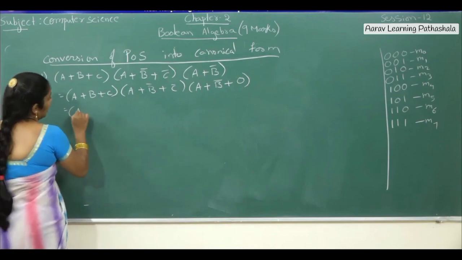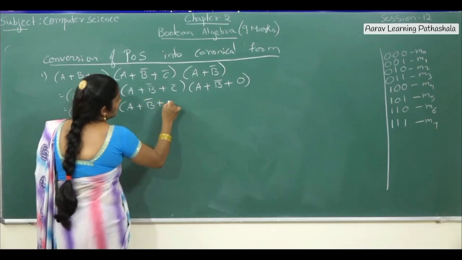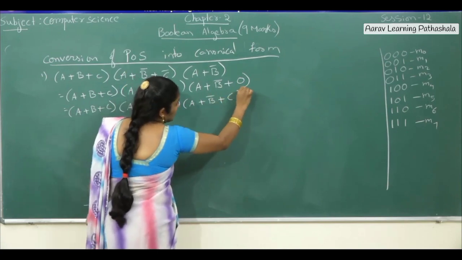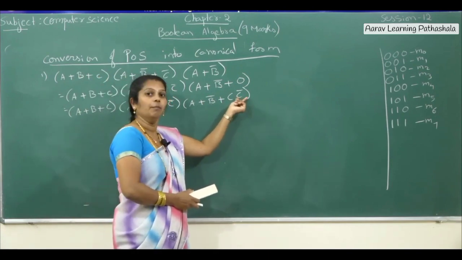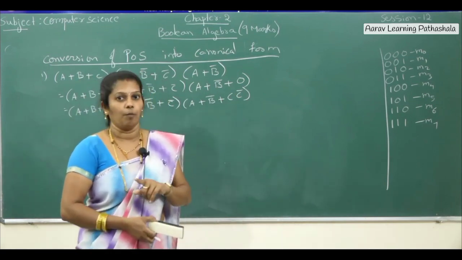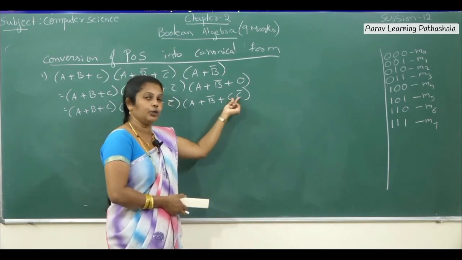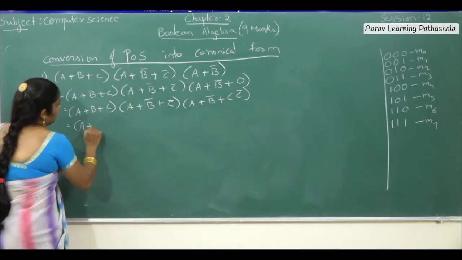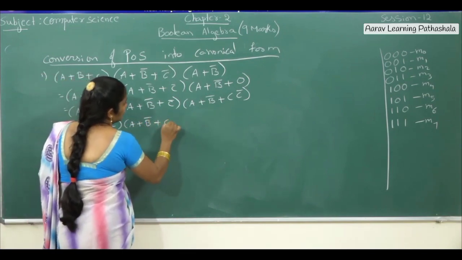Now that equals a plus b plus c, a plus b bar plus c bar, a plus b bar plus c into c bar. Here, whichever variable is missing, that variable into its complement you have to take. Whereas in the min term, what we did was the missing variable plus the missing variable complement. Here we have to consider the missing variable into the missing variable complement. Then distribute the given equation: a plus b plus c, now a plus b bar plus c bar.